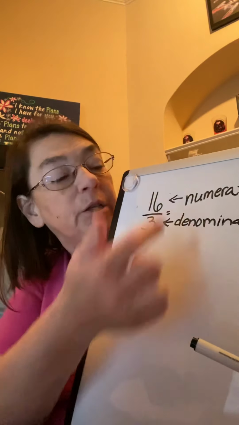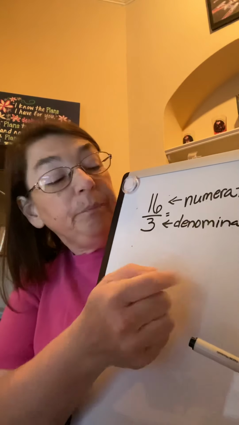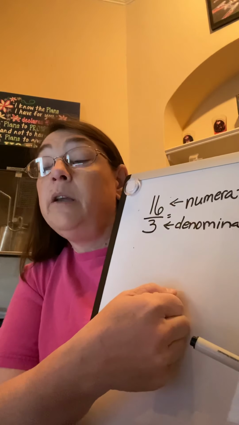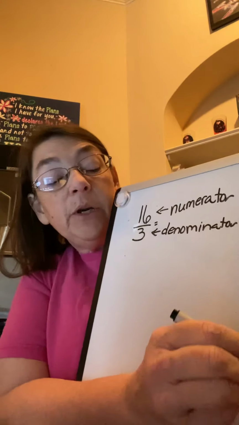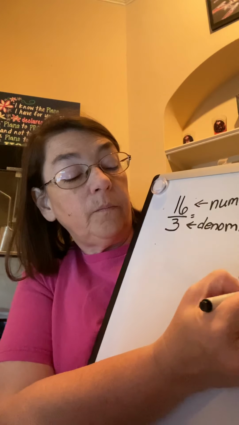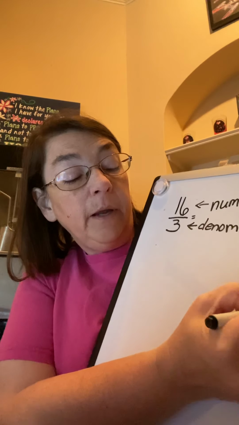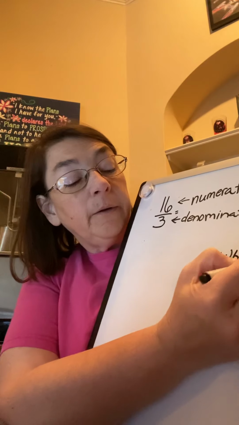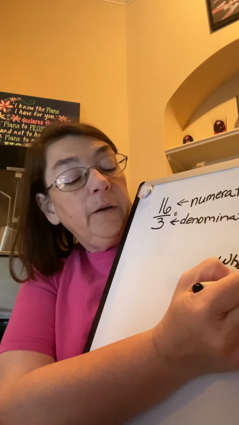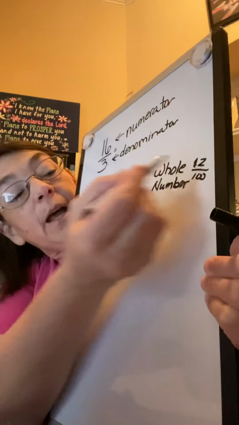All right, so again, we're talking about improper fractions. An improper fraction is when your numerator is bigger than your denominator. Okay? So when your numerator is bigger, we need to change this to a mixed number. Now remember, a mixed number is a whole number and a fraction. And I'm just going to put a fraction here. Okay? So it's going to be your whole number and a fraction. That's what we're looking for.